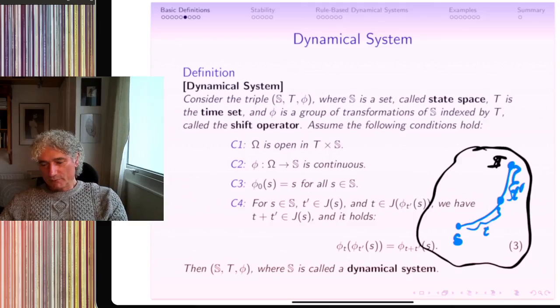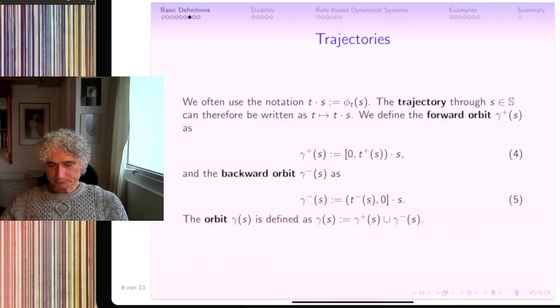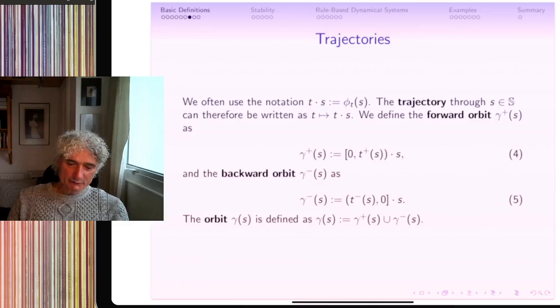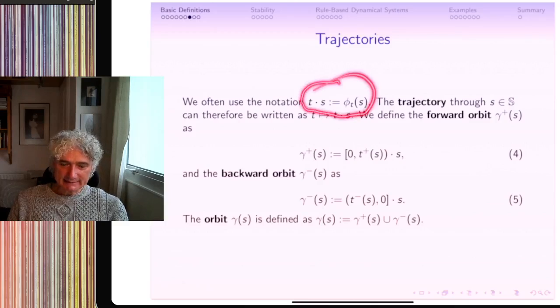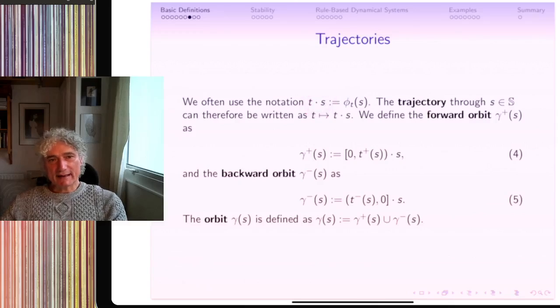Okay, so we have the proper definition now. With this we can rewrite in a more simple way what trajectories of the systems are. So we make this basic notation here that t times s, we say t applied to s, is given by the shift operator phi t applied to s. So this is a much simpler notation. The trajectory through s in S can therefore be written as t mapping to t times s.